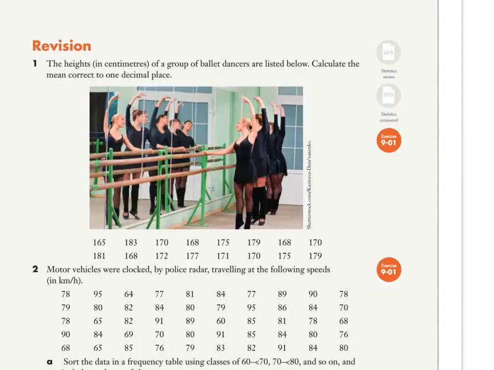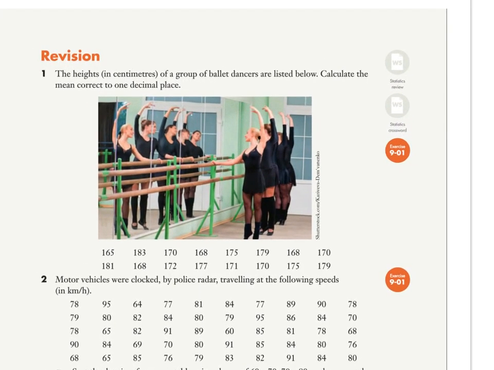Chapter 9, Analysing Data. Okay, the heights of a group of ballet dancers, calculate the mean. The mean, the average, add up all the scores. So we get 2771, and there are 16 scores. We want it to one decimal place, which is 173.2.